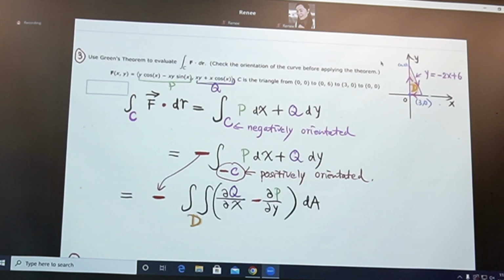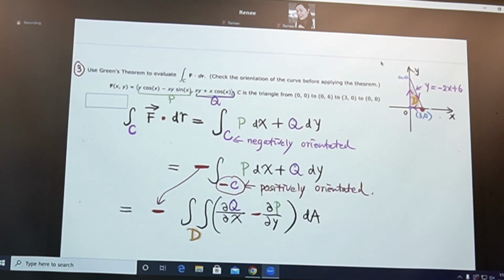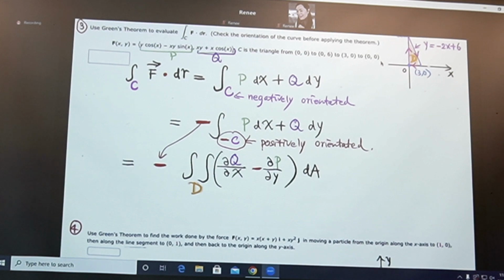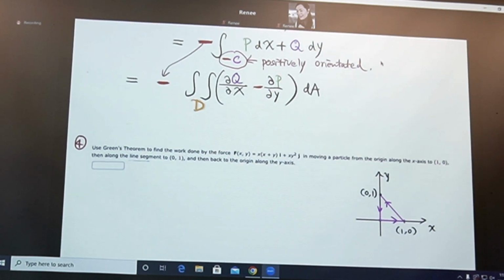So if the orientation of the curve is not positively oriented, in order to apply Green's theorem, you put the opposite of the curve and put a negative sign in front of the integral. Then apply Green's theorem to this integral that has the curve positively oriented. Okay? And now you know what to do afterward, right? Okay, good. All right, the last one.